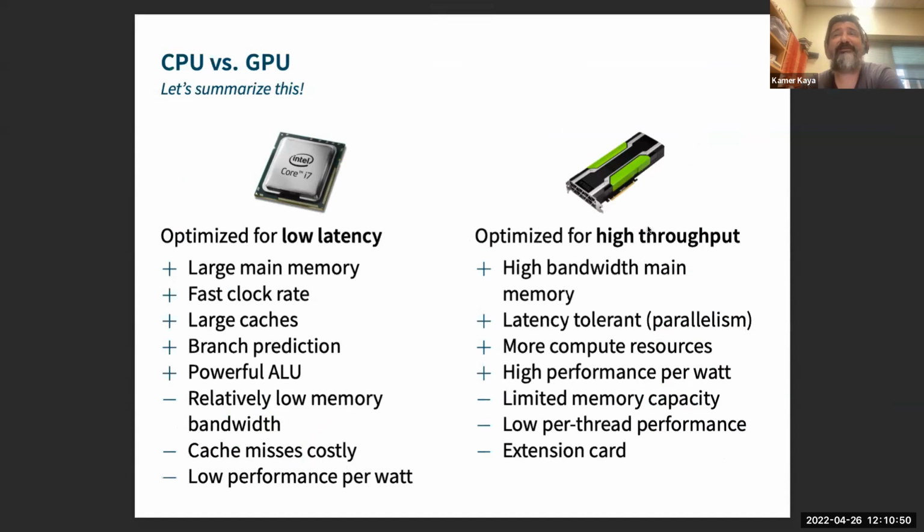GPUs, if you have a single task, they are not good for you. If you have multiple tasks, millions of operations to be computed, they can be good for you. They are optimized for high throughput, with high bandwidth main memory, because you need to feed these cores as much as possible. They are latency tolerant because latency is hidden. There are more compute resources and high performance per watt, but they have limited memory capacity. Nowadays, 80 gigabytes is good, but for real life scientific applications, you will need much more. They also have low per thread performance, and they are extension cards, so you need to connect them to the host through a channel, which will probably be your bottleneck.